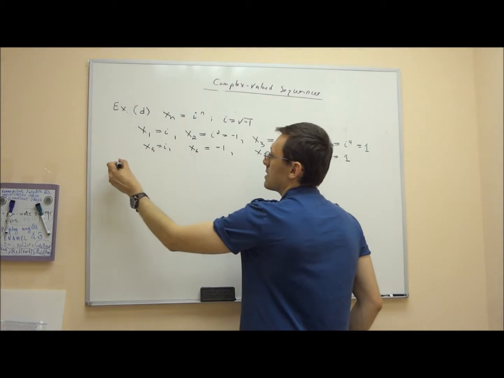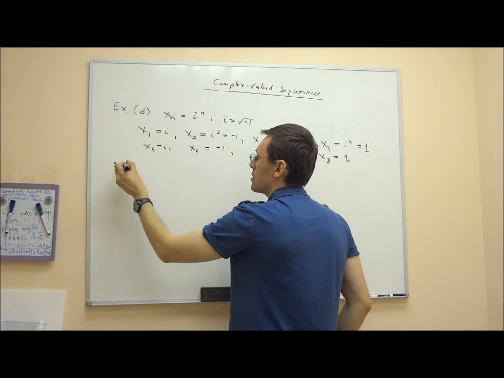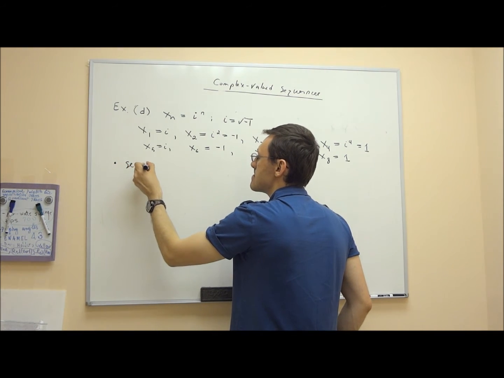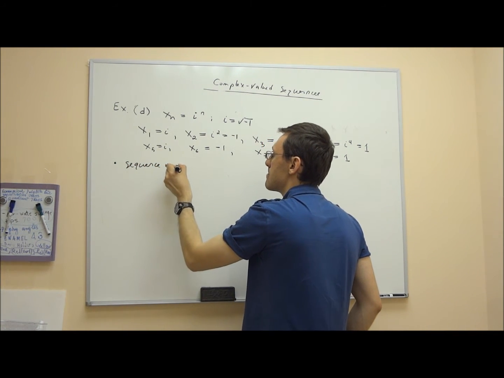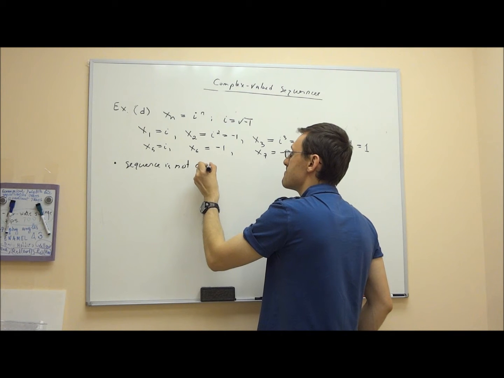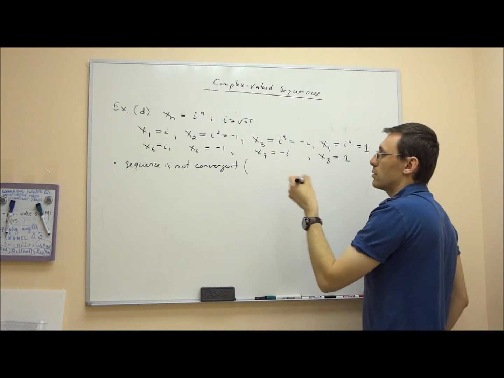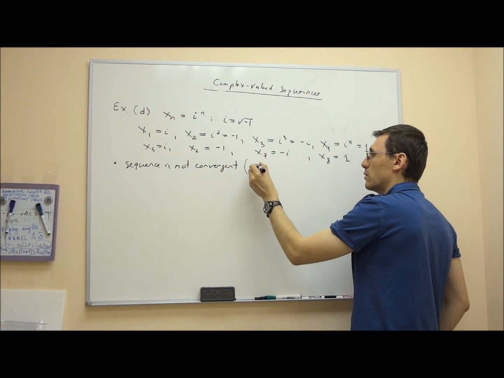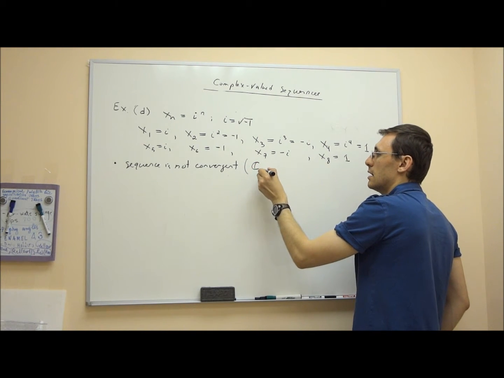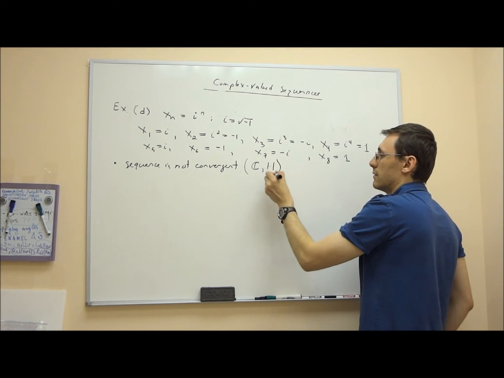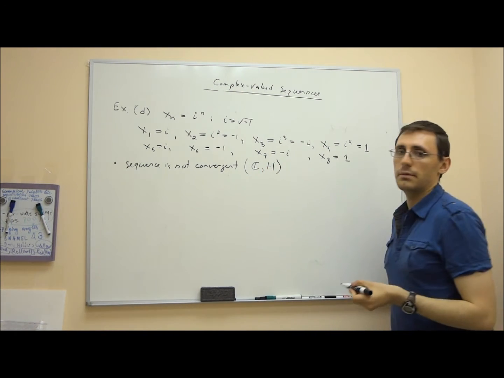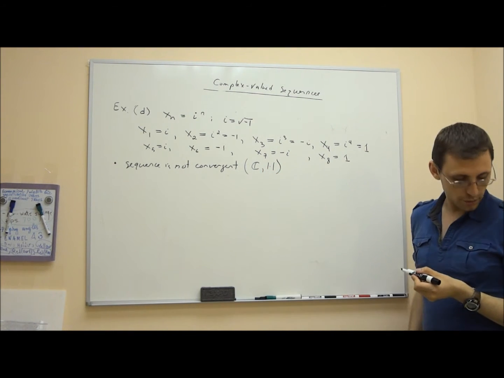So it's clear the sequence is not convergent. And again, we talked about convergence in previous lectures, so not convergent in C, with absolute value relative to the space C and the distance function absolute value.